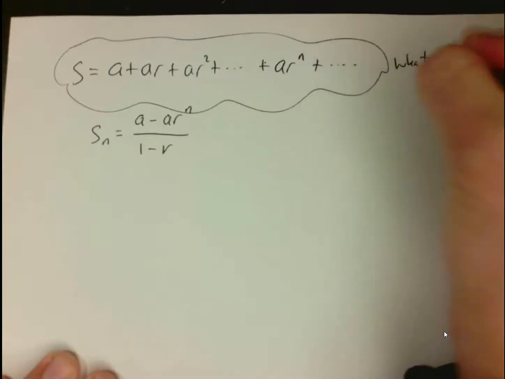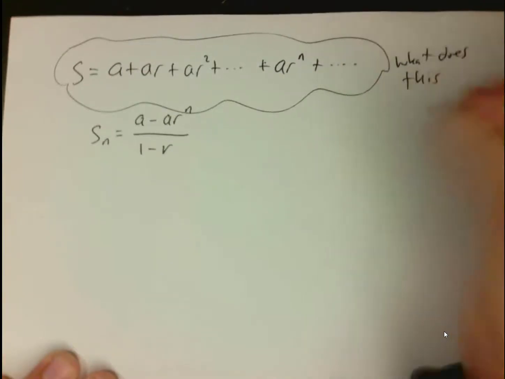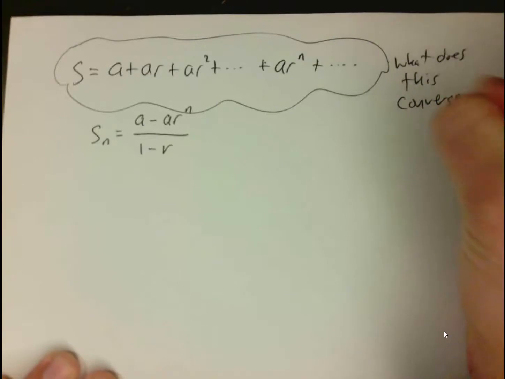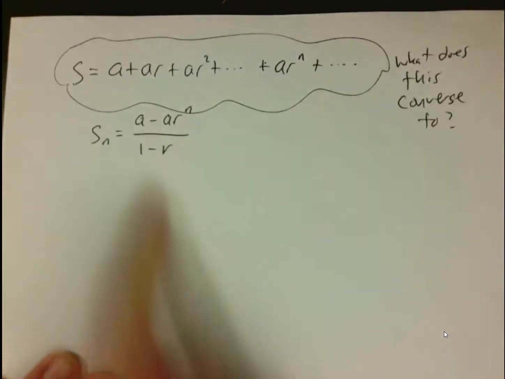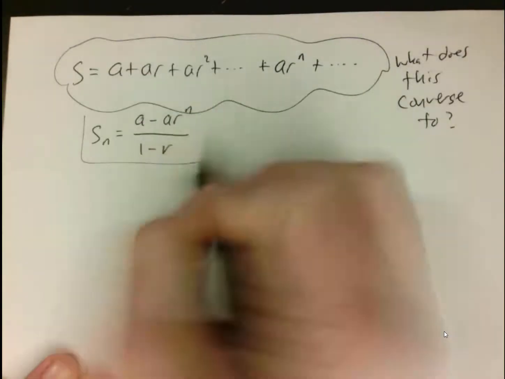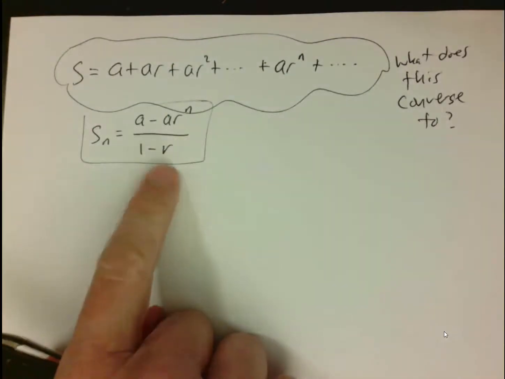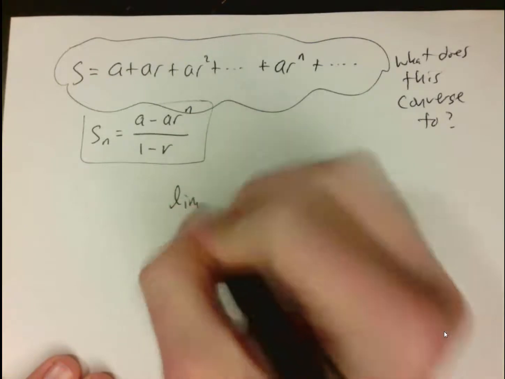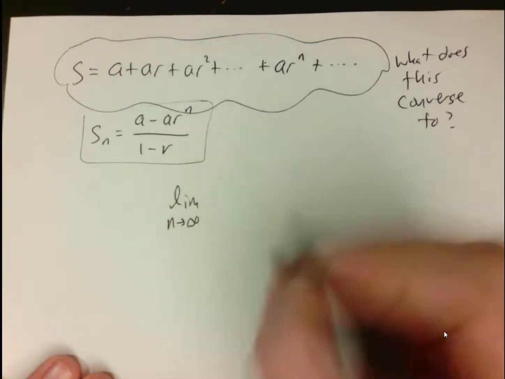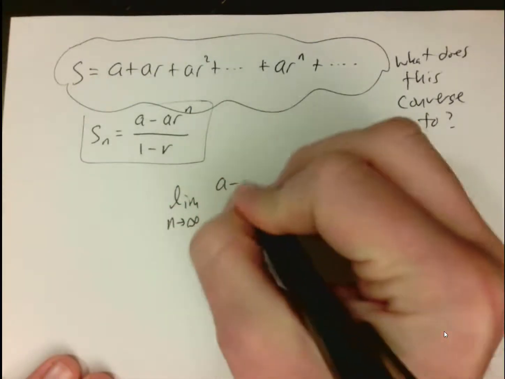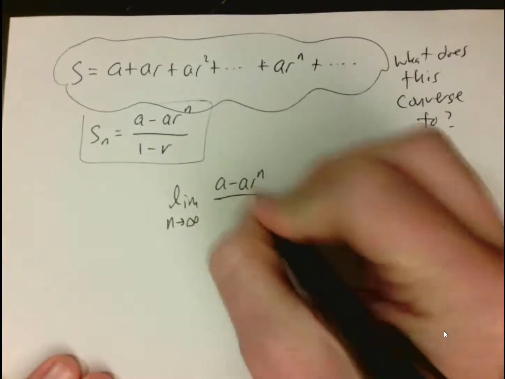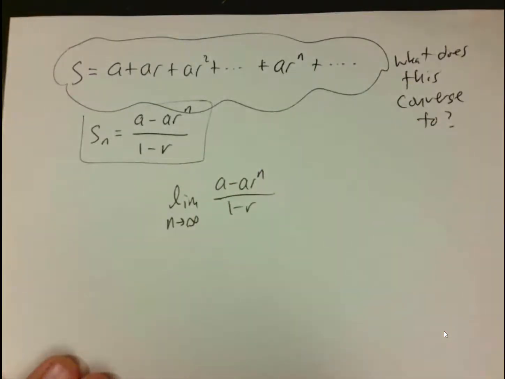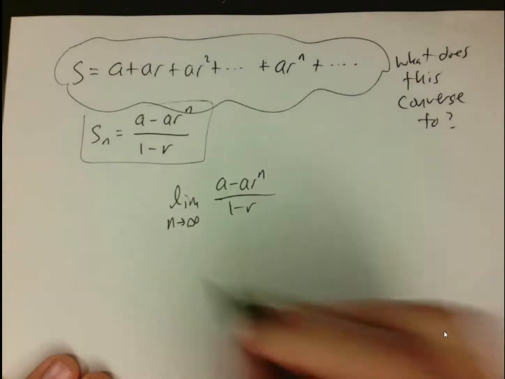And so if our question is, what does this converge to? That's the same as asking, what's happening to this equation that tells us the sum as the number of terms approaches infinity? So we want to know the limit as n approaches infinity of this nth partial sum. What's that equal to? So as we saw, well, all right, so hold on.